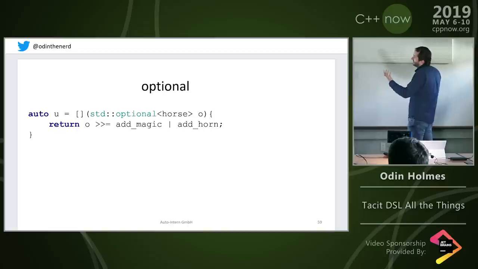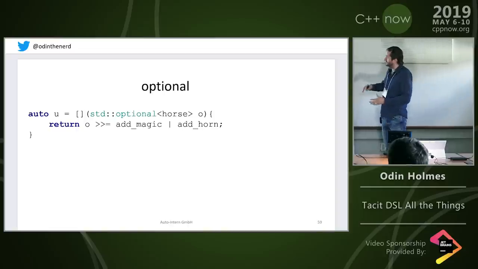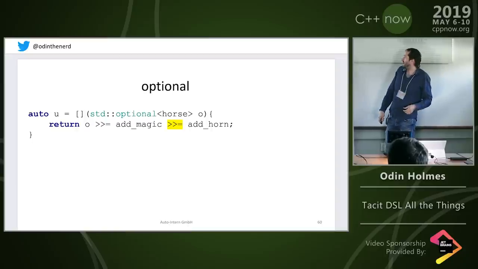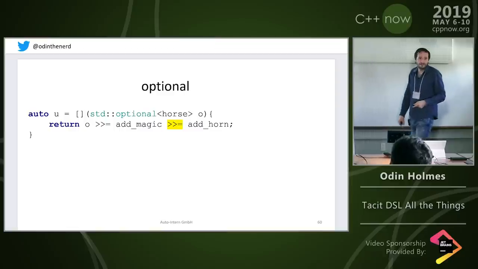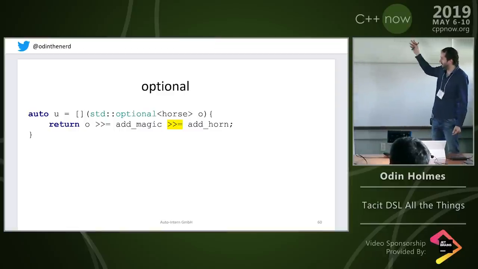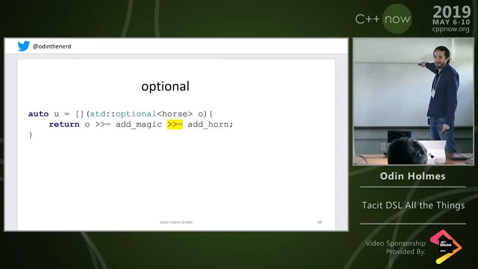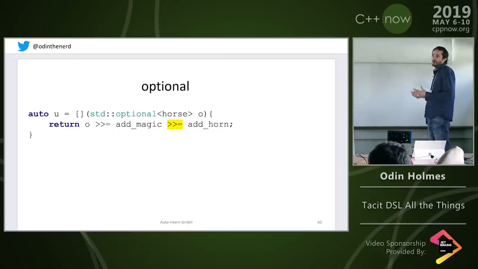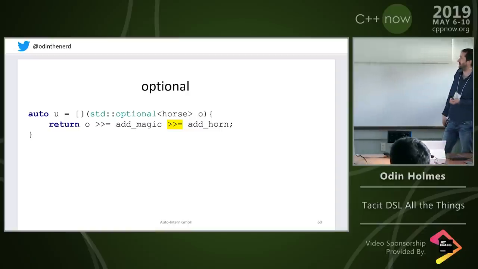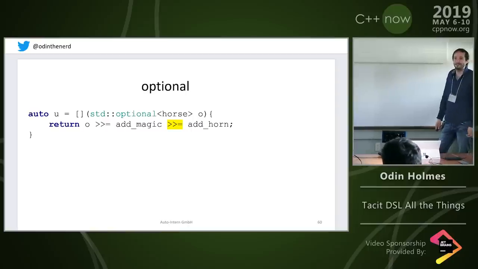So that could fail, right? So add magic, well, that's going to be taking a horse and returning an optional of magic horse, right? And so we need to unwrap that one again. So it doesn't really matter where we get a nothing. As soon as we have one, it'll just propagate to the end, and our end result will be an optional of either unicorn or nothing, right? And so we basically just reinvented Swift's dot question mark operator, right?